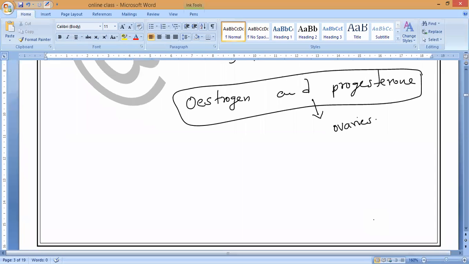Remember, we call it estrogen. The O is silent, as I said. We should not say ostrogen. The spelling is this one, but the pronunciation is estrogen. So this is what puberty is and what kind of changes will occur in male and female.